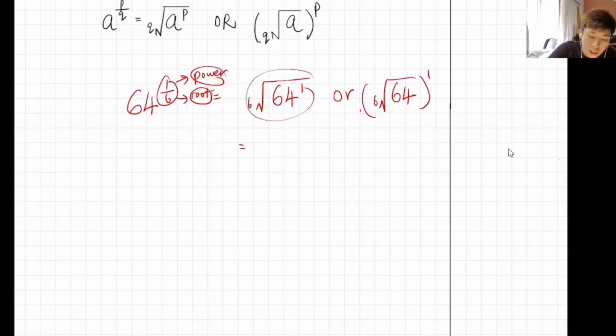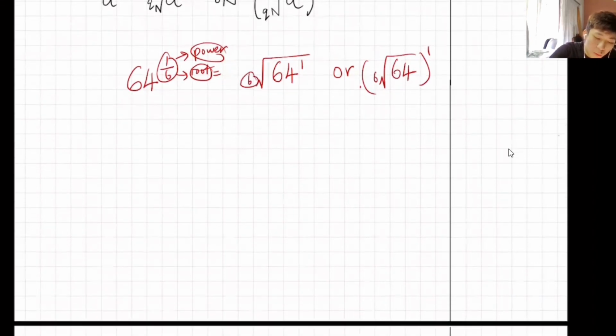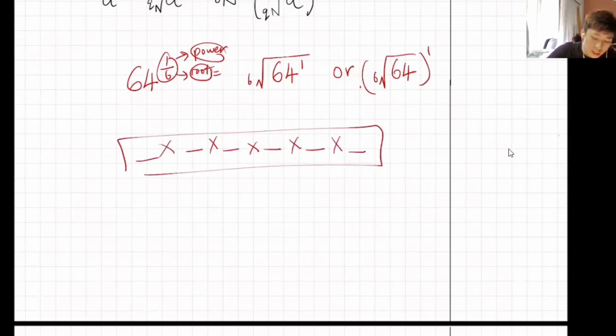Basically, what this means, if you don't understand yet, is that the power 6 here means what times what times what times what times what times what? Basically, you multiply 6 times, and these 6 things must be the same thing, equals to 64. So x times x times x times x times x times x must give you 64. What is x? This is the meaning of root.